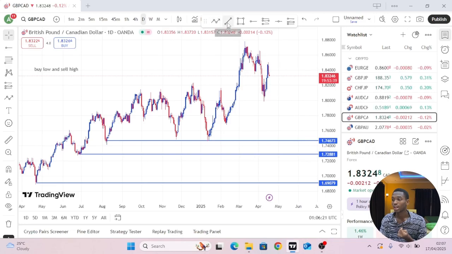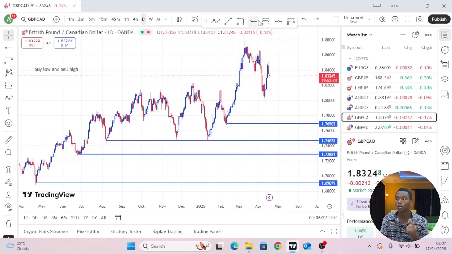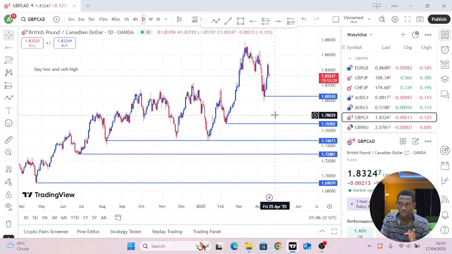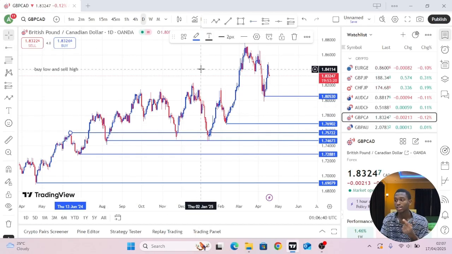Now, where is another low that we can mark out? Now this is another low, right? So that's another buying opportunity. Now remember, the lows, the blues are the buying opportunities. These are the buying opportunities. Now, if we're to sell this market, where are we going to be going for sales? For highs. Remember, buy low and sell high.